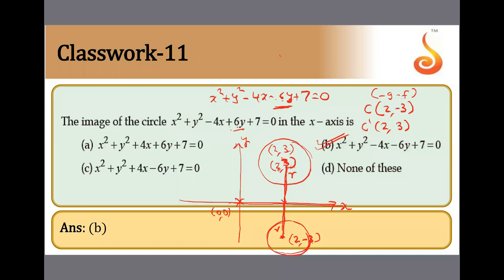Okay, if you want to do it traditionally, find the radius also. What is the radius? 4 plus 9 minus 7. So this will give you how much? 2. The radius squared is 6, so the radius is root 6. Correct? You know the radius, you know the center (2, 3). Find the circle equation: (x minus 2) whole square plus (y minus 3) whole square is equal to 6. You get the same answer: x square plus y square minus 4x minus 6y. You can do the traditional method.